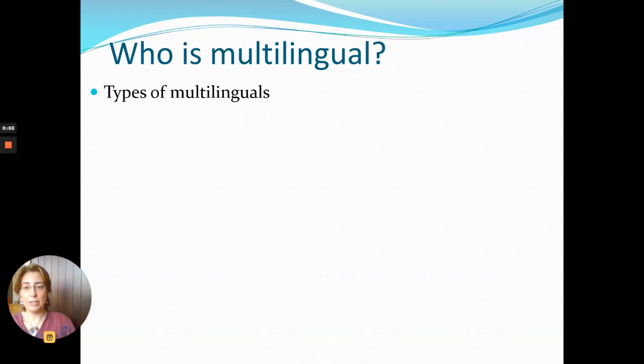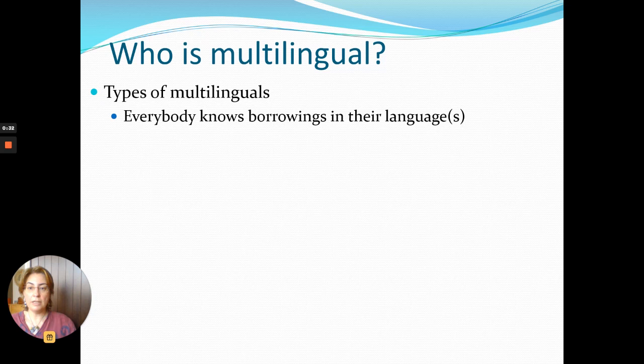And the first thing that we have to do is to define our object of study. So for this video, I'm going to introduce the question of who is multilingual, who counts as a multilingual person. And for that, we will have to see, crucially, that there is not a single definition, but mostly that there is a variety of ways in which a person can be multilingual. There are types of multilinguals, if you will.